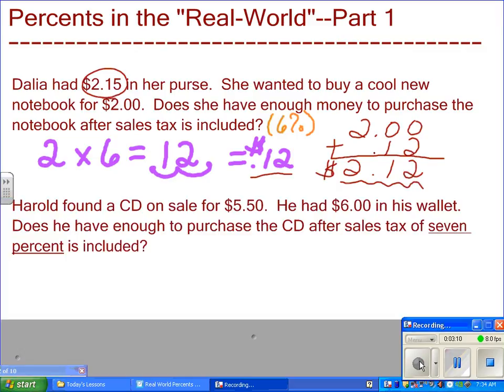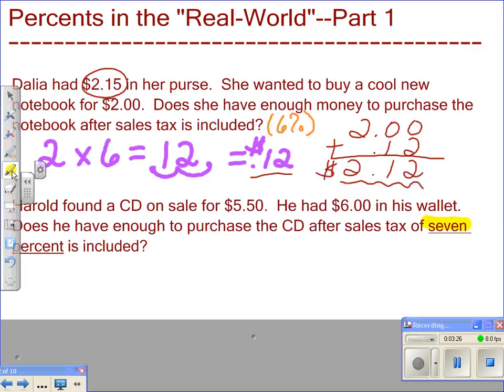The same situation here, right along with your notes. Harold found a CD on sale for $5.50. He has $6 in his wallet. Does he have enough money to purchase the CD after sales tax, which here is 7%? Okay, let's take a look at what they're giving us here in our problem. So 7% is the sales tax.